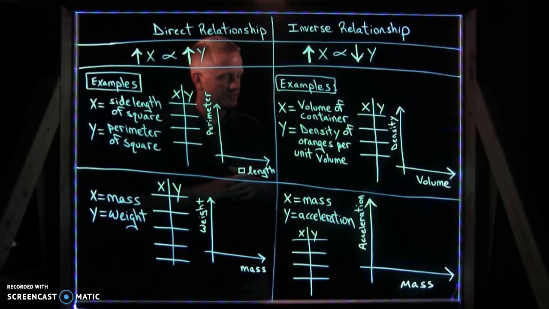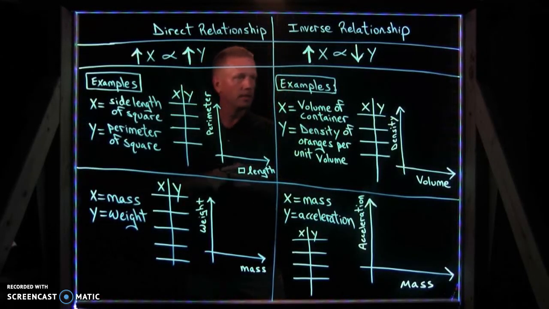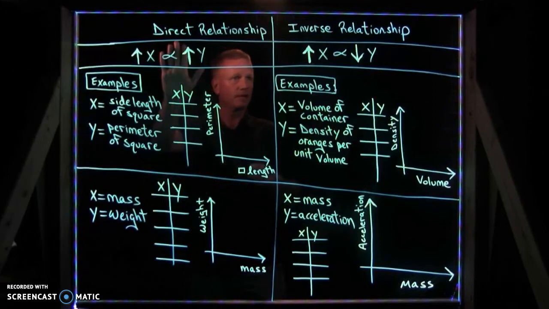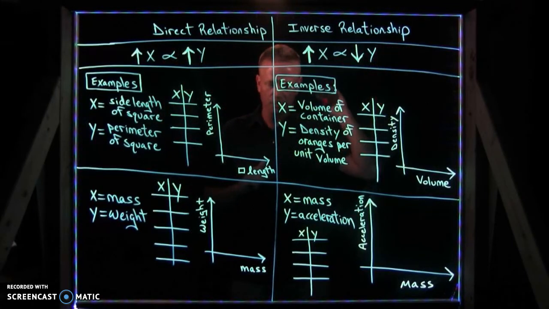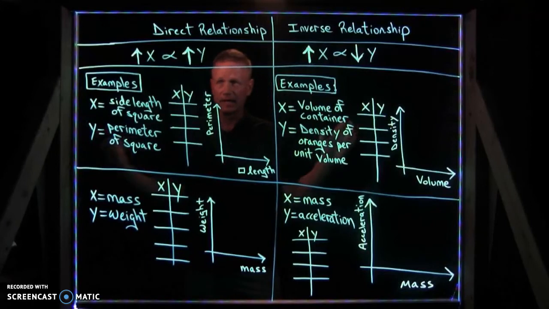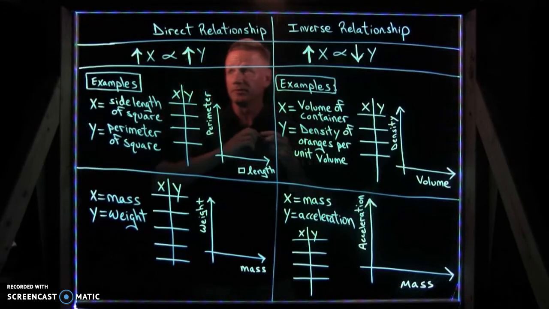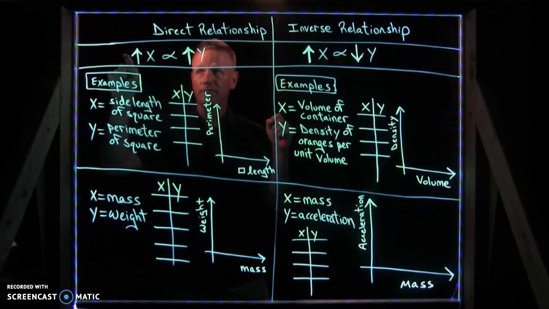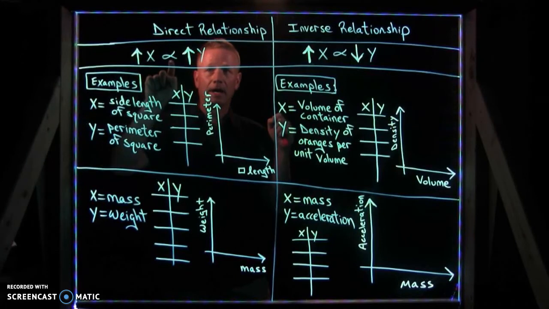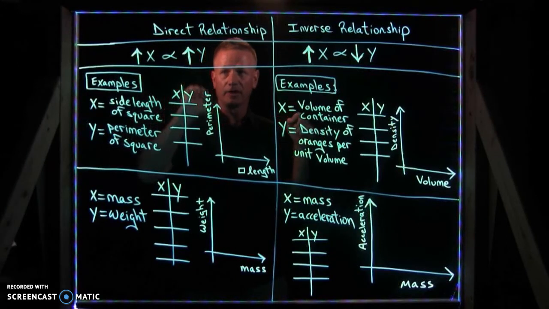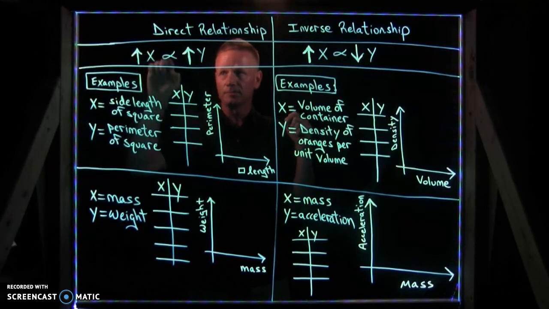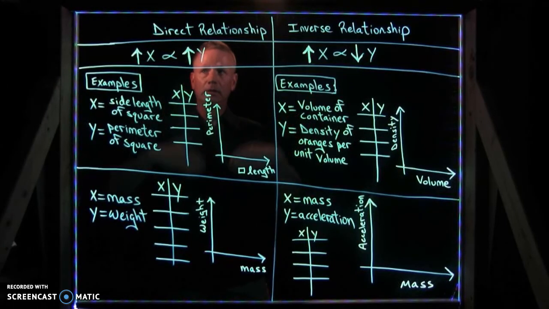Okay, welcome. This is a video to help you learn the distinction between direct relationships and inverse relationships. You are going to hear about this throughout the entire year in physics. And the simplest way I can explain it, any direct relationship is a relationship between two variables such that an increase in one variable corresponds to an increase in the other variable. In other words, increasing the x variable is proportionate to increasing the y variable.